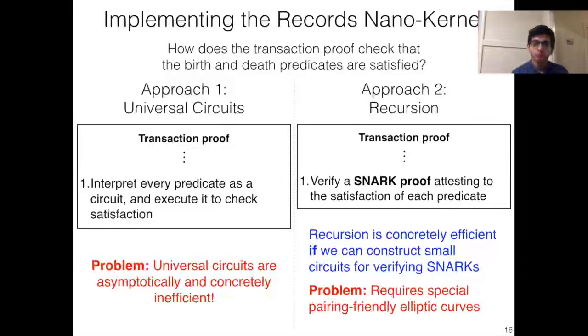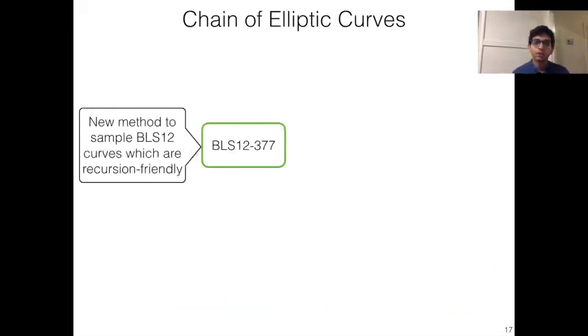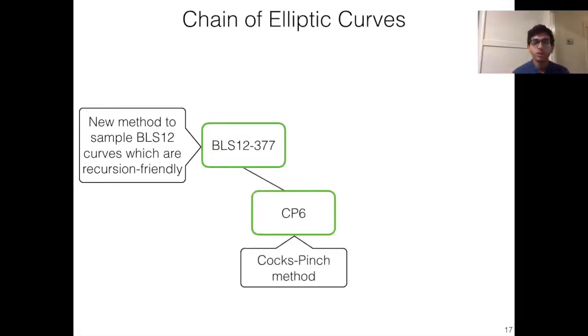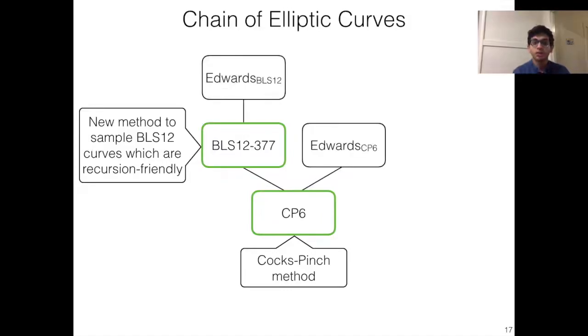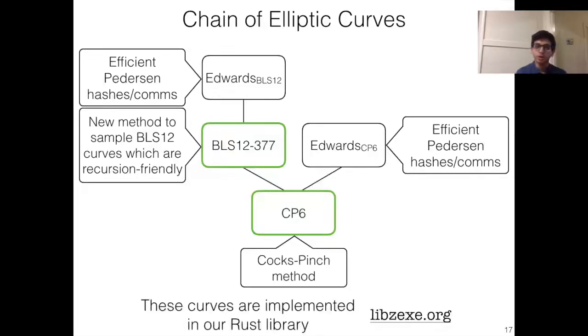Now, the problem is that constructing these efficient SNARK verification circuits requires special pairing-friendly elliptic curves. To resolve this problem, what we do in ZEXE is construct special chains of elliptic curves which are amenable to recursion. In more detail, we first demonstrate a new method for sampling recursion-friendly BLS12 pairing-friendly curves. And then we construct a new curve CP6 via the Cocks-Pinch method, which allows us to verify predicate proofs that are created over BLS12-377. Next, we also construct special Edwards curves that allow us to efficiently implement Pedersen hashes and commitments over both the BLS12 and CP6 curves. All of these curves are implemented in our Rust library, which is available at libzexe.org.